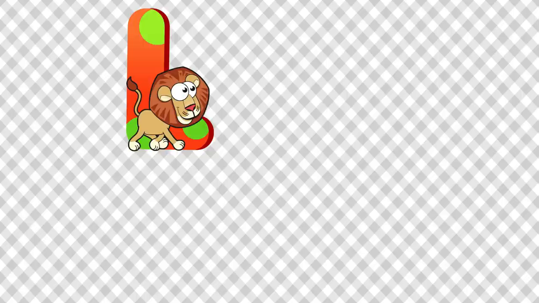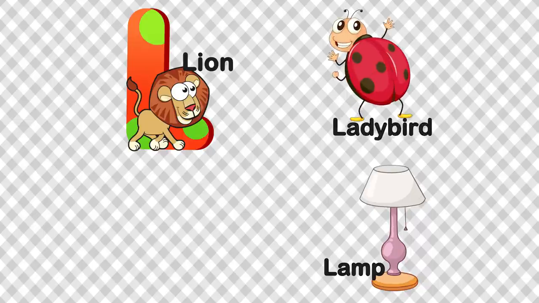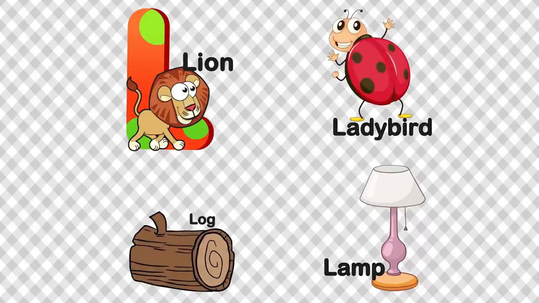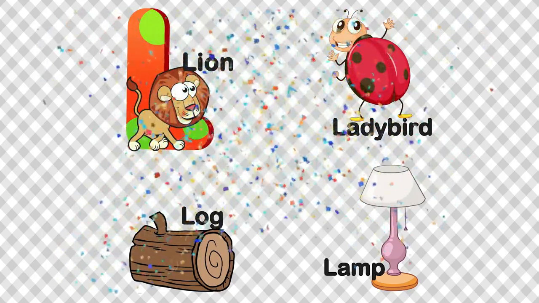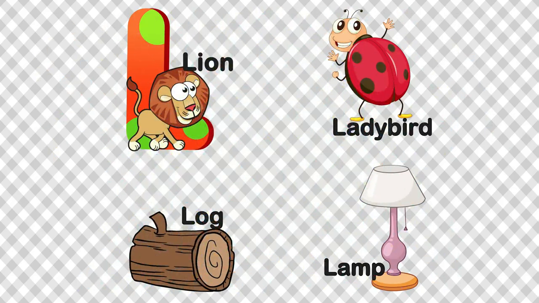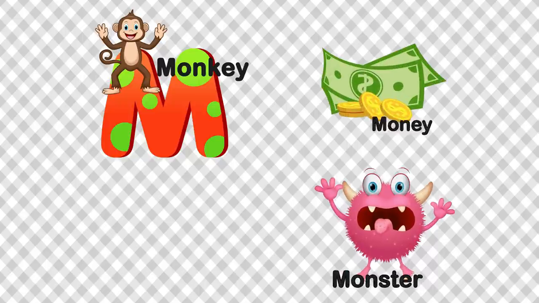The sound of L is la. Lion. Lamb. Ladybird. Log. Yay! M. The sound of M is m. Monkey. Monster. Money. Moon.